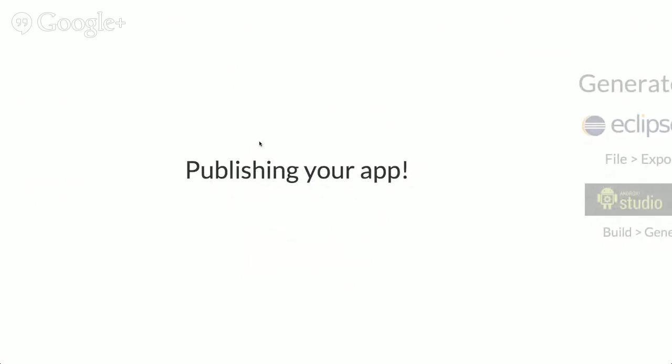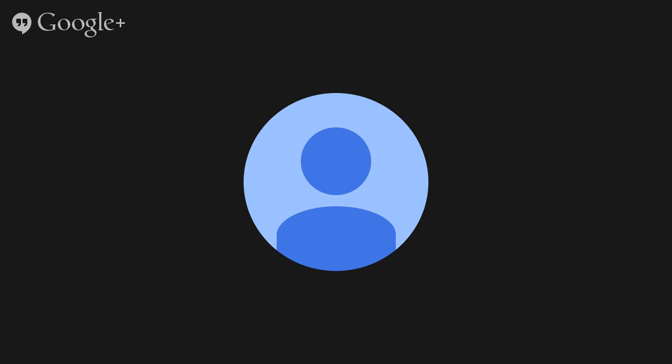So last but not least, once you're done writing your application, you of course want to publish it. So where exactly do you go and publish it? First, you need to generate this thing called the APK. Basically, an APK is like your .exe file on a Windows desktop. It's just the installer file.